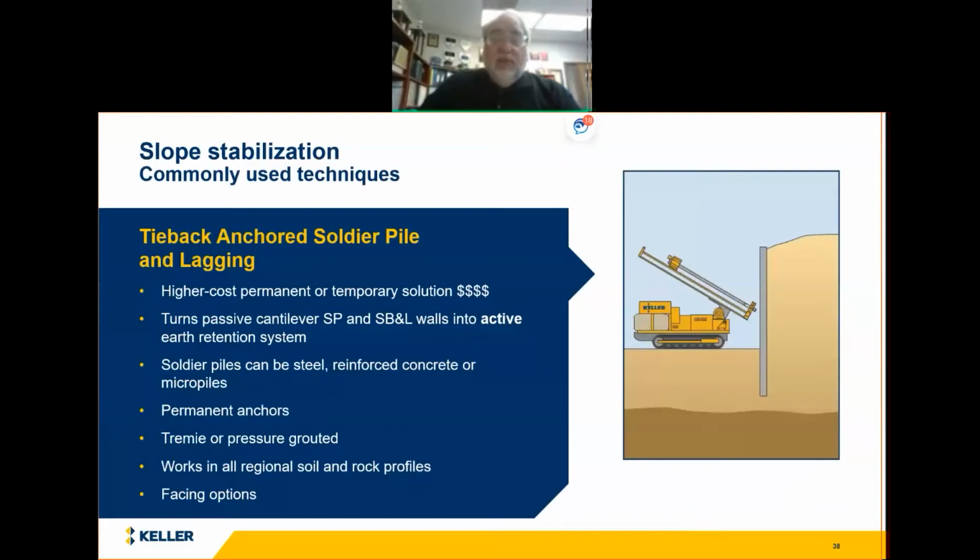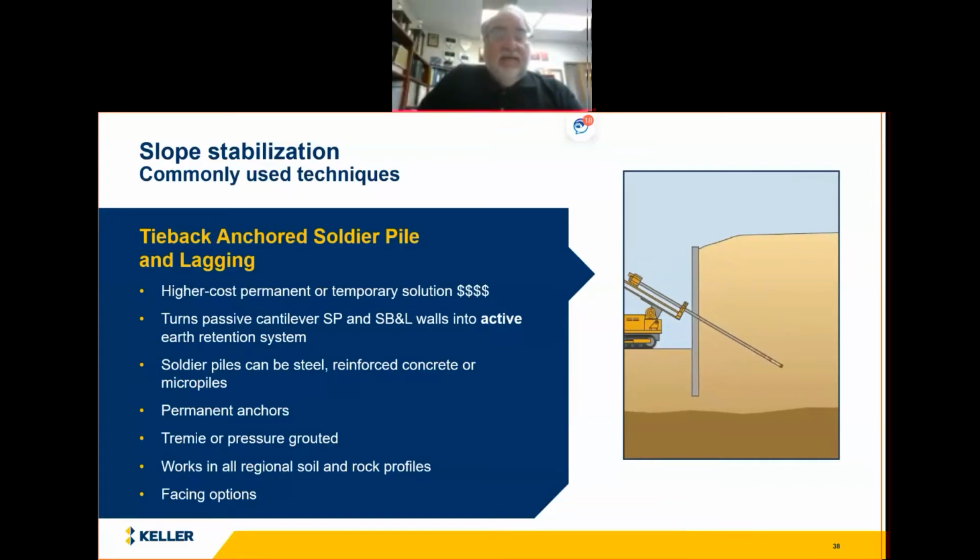And then we can use the soldier pile and lagging solution with tieback anchors. As the wall gets taller and the loads get higher, this is a relatively high cost, but absolutely proven system that changes the passive cantilever system into an active anchored system. Most times, these are obviously steel piles. They can be made out of reinforced concrete, like a drilled shaft. And many times these days, we use micropiles as a soldier pile. So that's a nice solution that can bring the cost down.